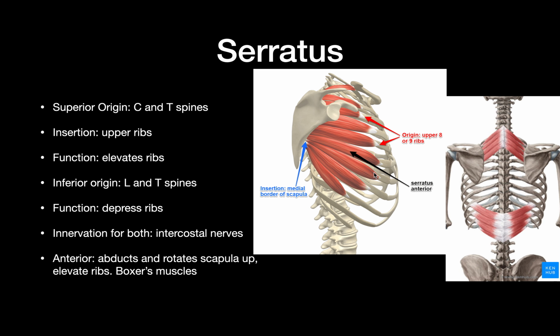Anteriorly, there is the anterior serratus. It abducts and rotates the scapula up and elevates the ribs. They're known as the boxer's muscles because if you've ever seen boxers or MMA fighters, they swing their arms like in a hook, right? So this muscle helps with that motion, and it's only really very, very defined in somebody who is incredibly lean, like 10% BMI, in order to see this.